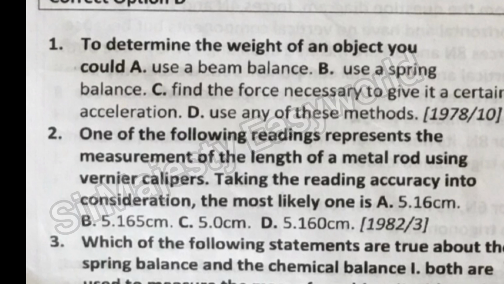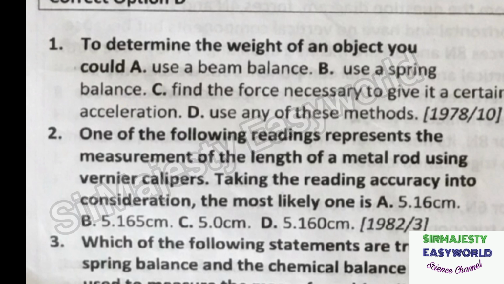You can find the force necessary to give it a certain acceleration because according to Newton's second law, the force is proportional to the mass and the acceleration. Mass is constant. If you can get the acceleration and you can measure the mass, of course, you can get the weight of the body. So any of these methods is the most correct option. Use any of these methods.